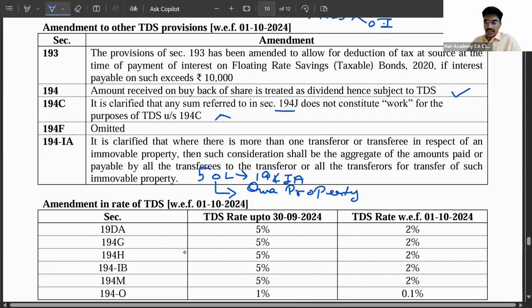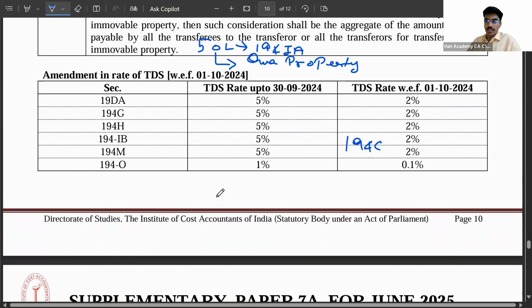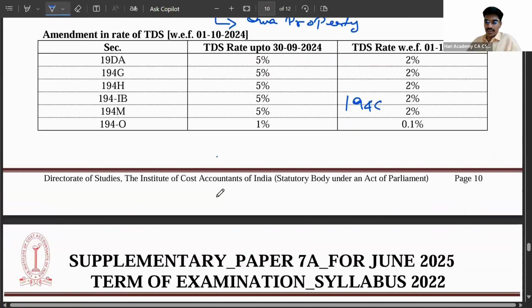And the rates in respect of multiple sections have been changed. This is to align them with 194C. All these sections are somewhere related to contracts only. So just to get out of the other issues, they have changed the rate. In respect of 194D, 194G, 194H, 194IB and 194M, they have changed the rate from 5% to 2% to align with 194C. And 194O is for e-commerce operators. Here also they have changed the rate to 0.1%.